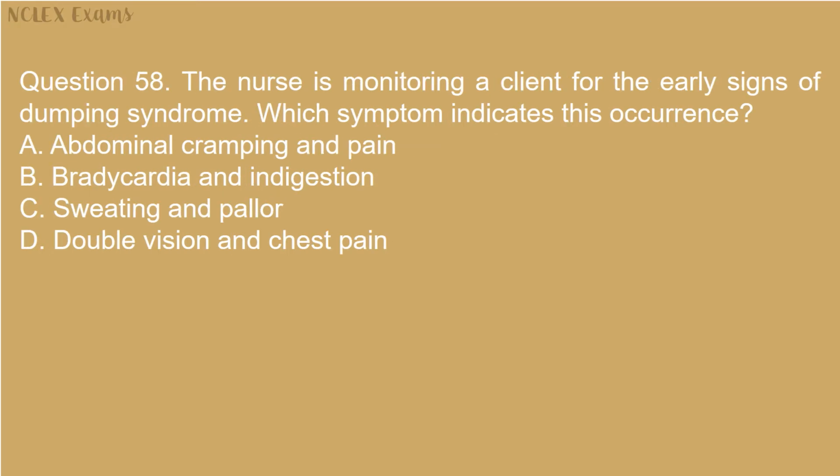Question 58. The nurse is monitoring a client for the early signs of dumping syndrome. Which symptom indicates this occurrence? A. Abdominal cramping and pain. B. Bradycardia and indigestion. C. Sweating and pallor. D. Double vision and chest pain.